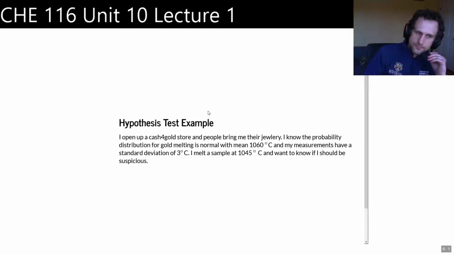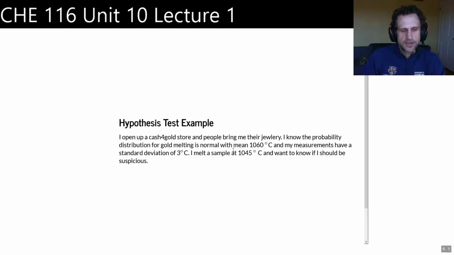Okay, so here's our simple example. Say I open up a cash for gold store. Maybe someday malls will reopen, and then I open up a cash for gold store, and people bring me their jewelry. Now let's say I know that if I get some random jewelry, and if that jewelry is made of gold, its melting point is normally distributed with a mean of 1060 degrees.